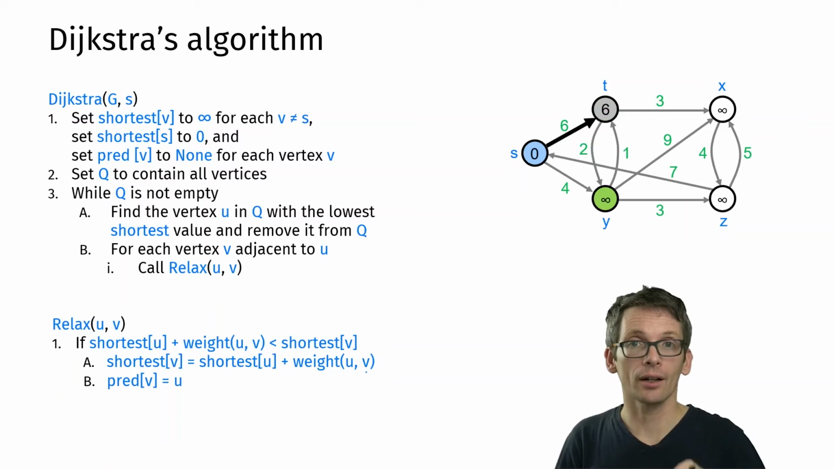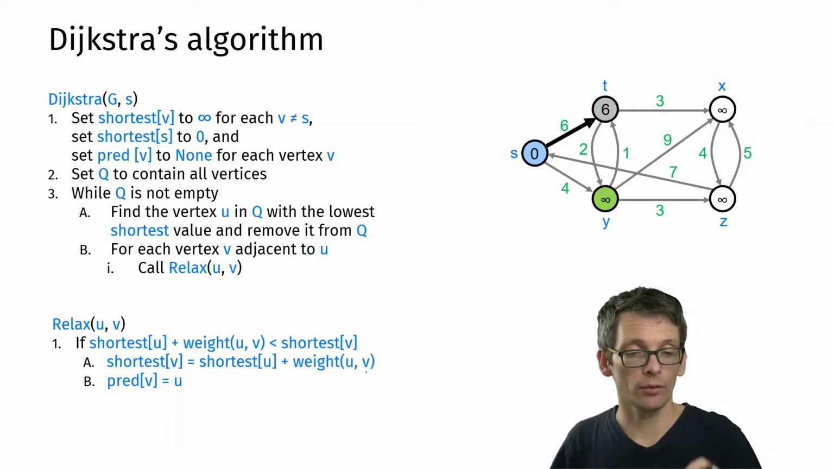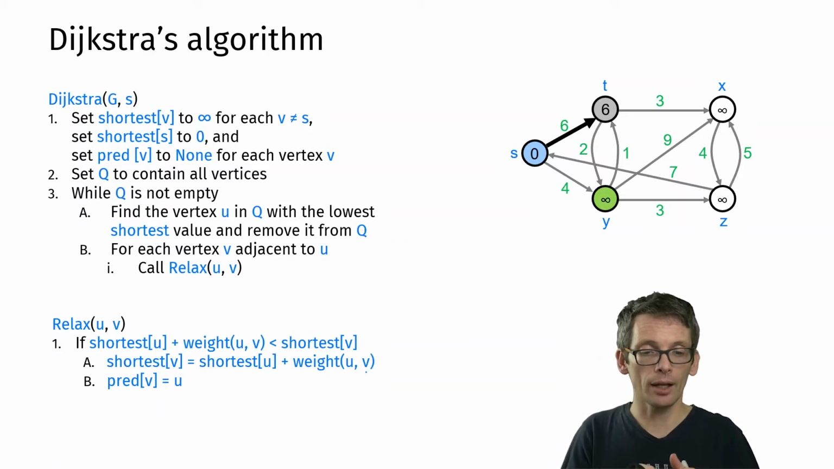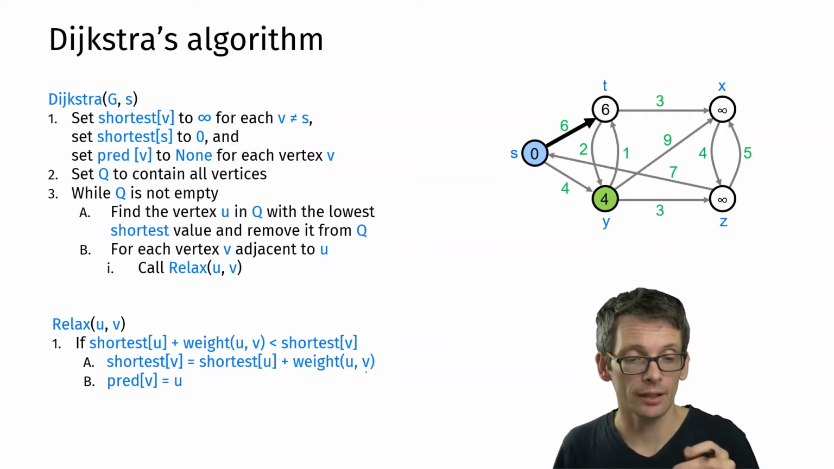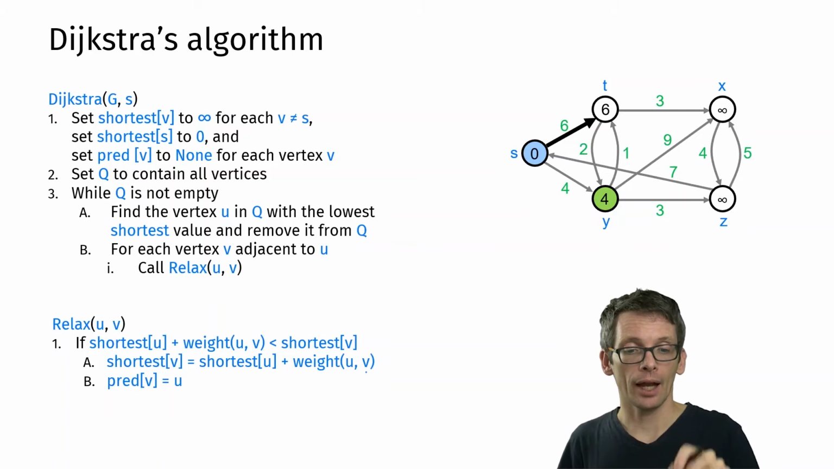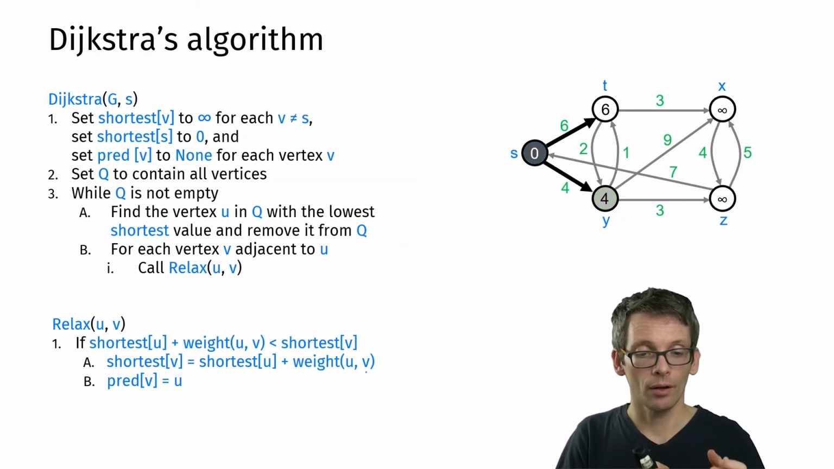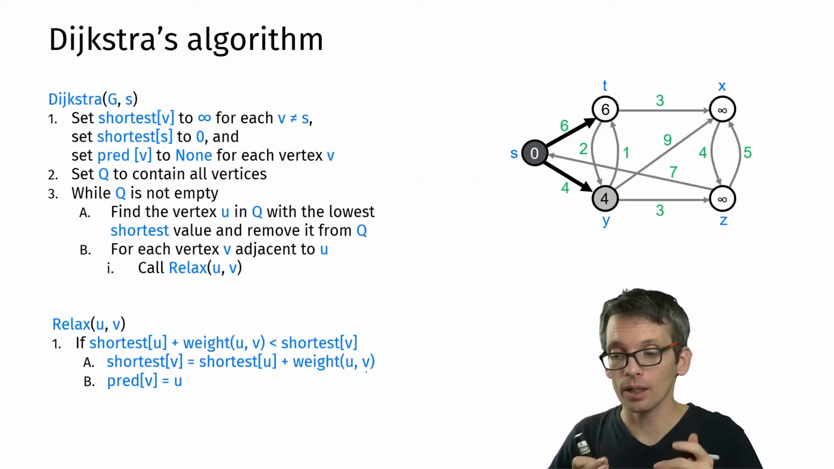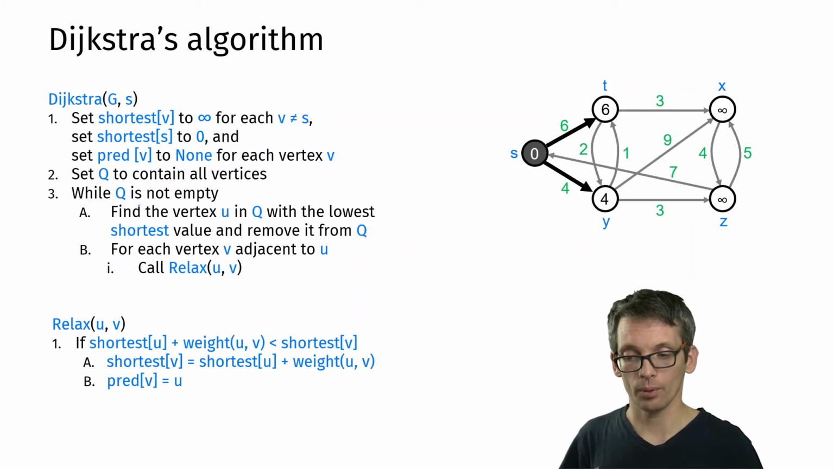Now we look at whether U has more, or S has more adjacent vertices, and that is indeed the case. So we have Y. Again, we relax the edge, and because 0 plus 4 is smaller than infinity, now Y gets a distance of 4. And the predecessor again is S. Now we are also done with Y, and we have completely processed S. So for S, we're now done with the while, and we go to the next iteration of the while loop.